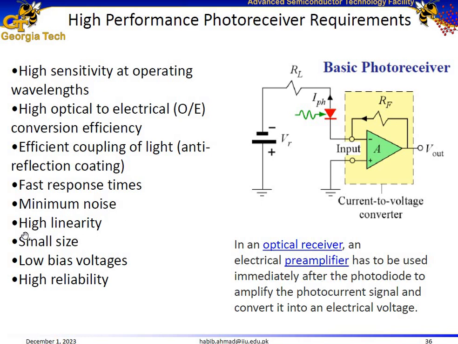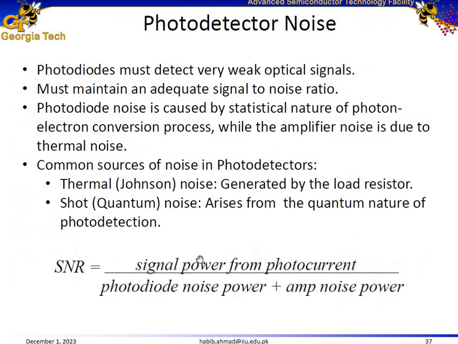The photoreceiver should have high linearity. Linearity actually means that over a particular wavelength range of operation, if the input optical power is increased, the corresponding photo-generated current should also increase. So these are some of the key requirements of a good photoreceiver.